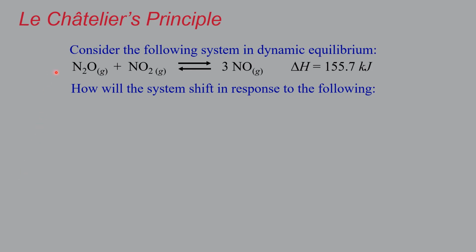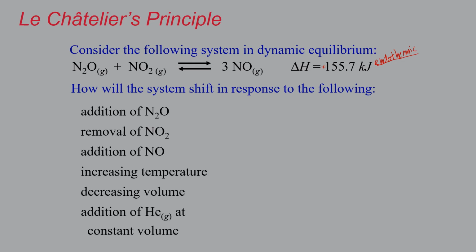All right, so here's our example process. We have dinitrogen monoxide, laughing gas by the way, reacting with nitrogen dioxide to form 3 nitrogen monoxides. And you will note from the delta H here that this is positive, meaning it's endothermic. And that is an important hint.